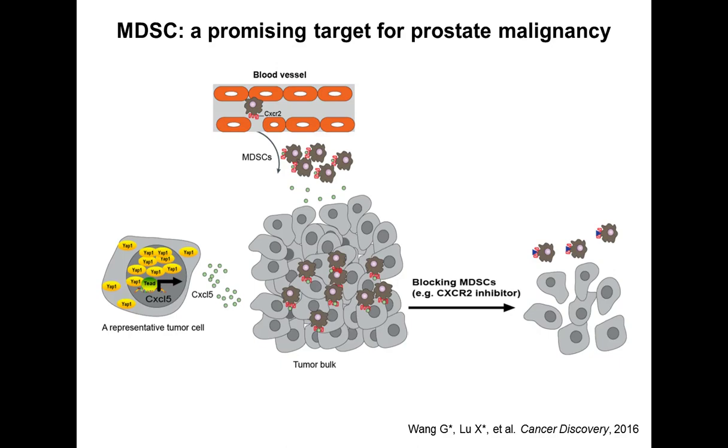So if we treat the mice with agents that can block MDSC recruitment or activation, such as a CXCR2 inhibitor blocking the receptor, we were able to partially inhibit tumor progression in this model. That was the paper published in Cancer Discovery.